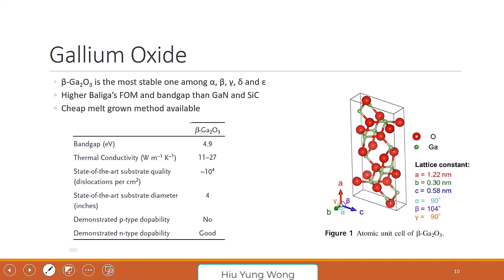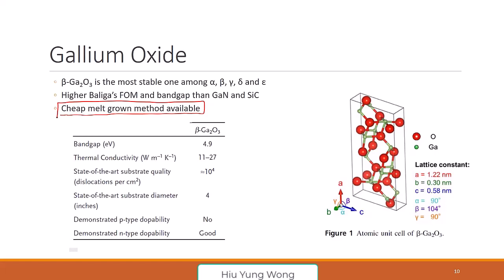Gallium oxide also has different polytypes: alpha, beta, gamma, delta, epsilon. But only the beta one is stable. So usually when you see gallium oxide, we are talking about beta gallium oxide. The lattice crystal is monoclinic, as we mentioned before, and these are the parameters. I'm not going to go over them, but I do want you to know why they are so important nowadays: because it is cheap to grow a large gallium oxide wafer. This is what is driving it.